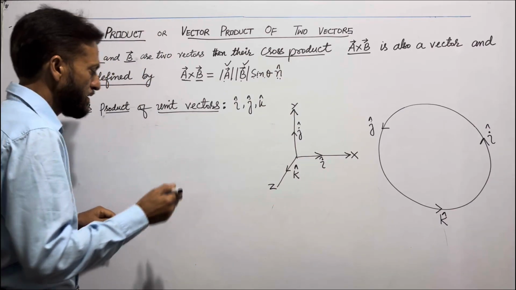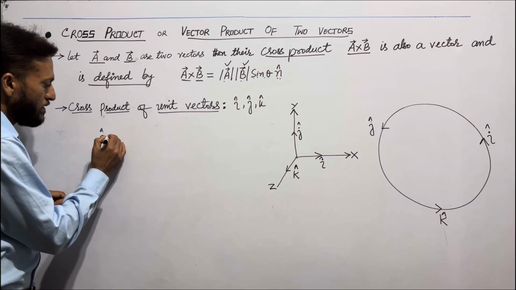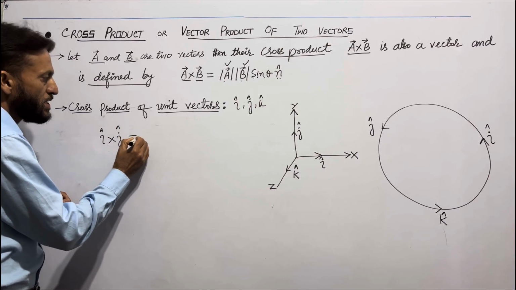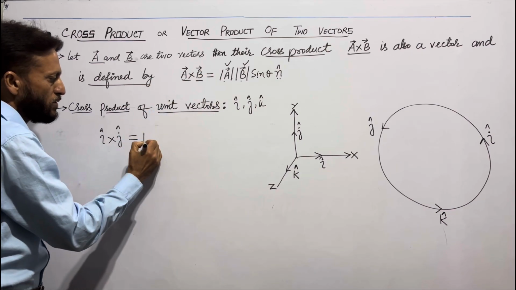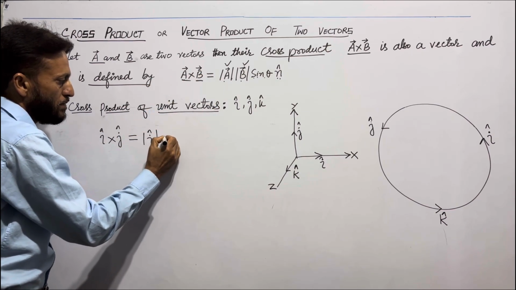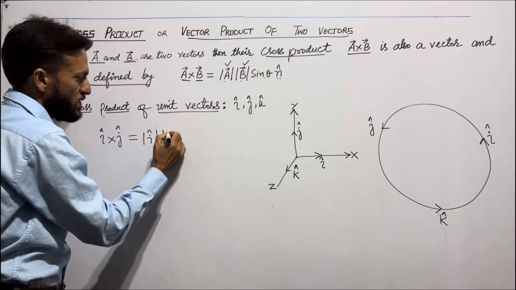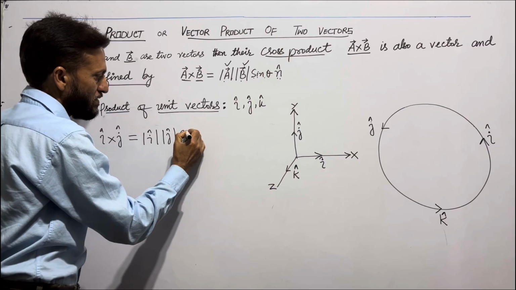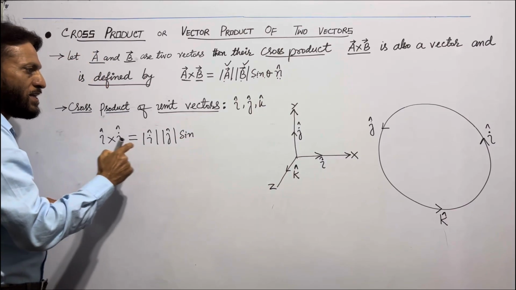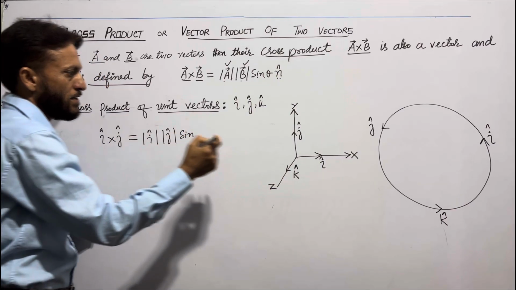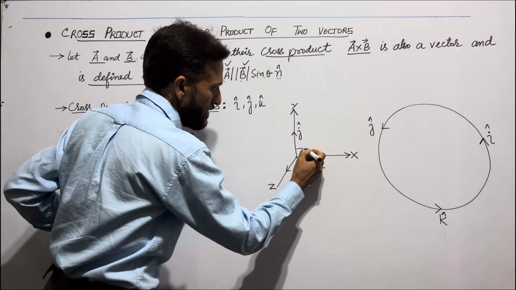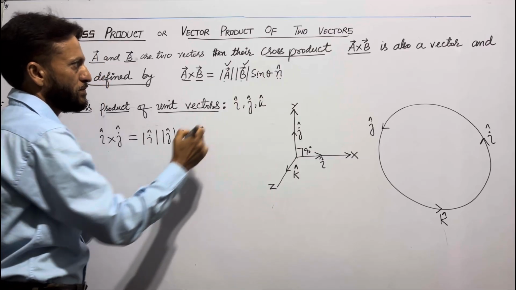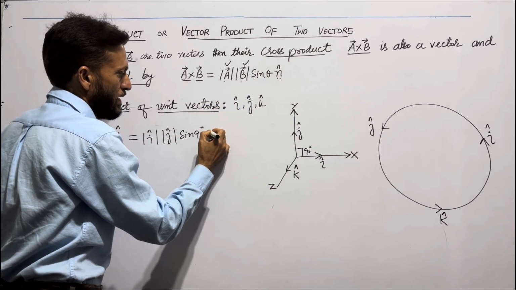Now let us find i cap cross j cap. This is equal to, by definition, magnitude of i cap into magnitude of j cap into sine theta. What is the angle between i and j? It is obviously 90 degree. Sine of 90 degree and n cap.